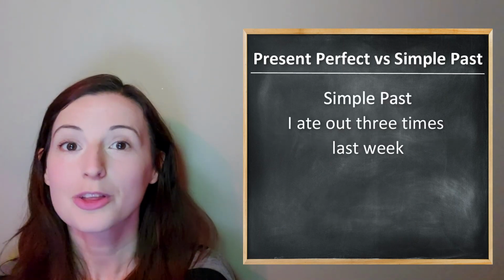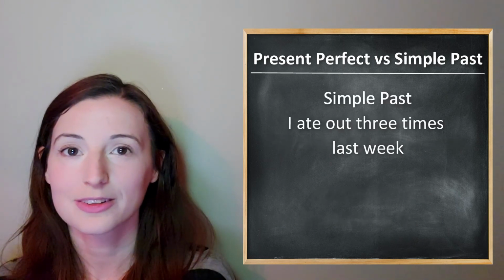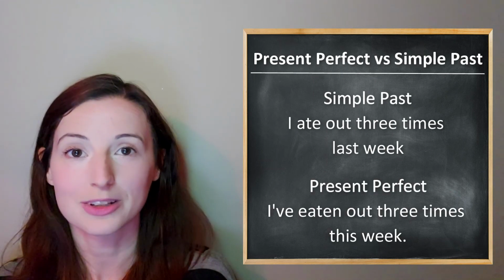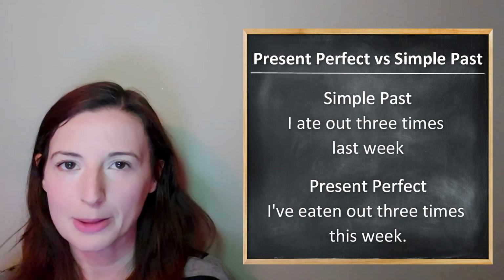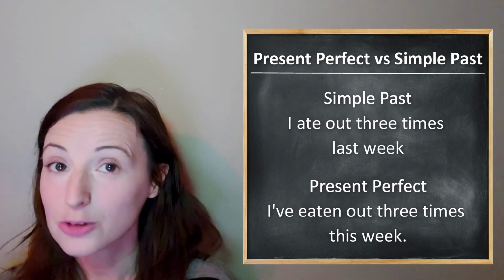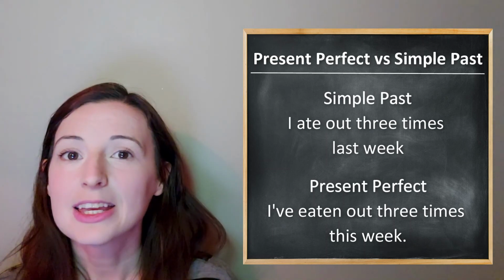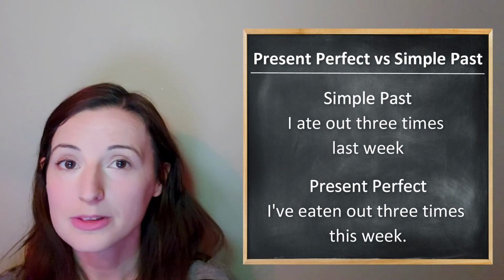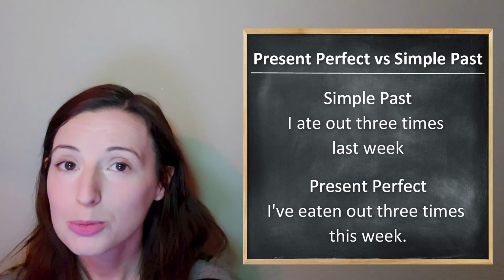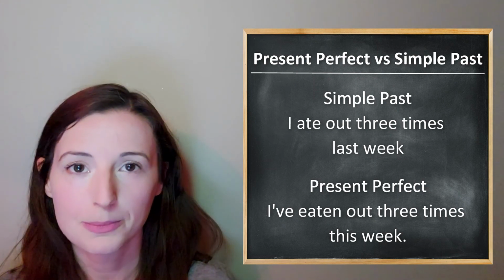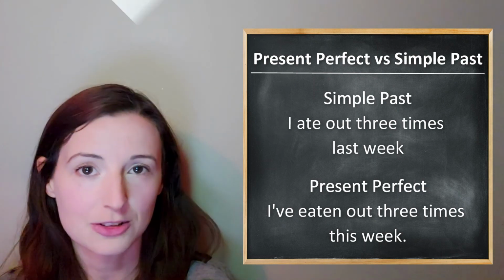I ate out 3 times last week. I've eaten out 3 times this week. In the first example, I went out to a restaurant 3 times last week. The event is over, done. In the second example, I went out to a restaurant 3 times. However, with the present perfect, I still have a chance to change the outcome. It is yet to be finished.